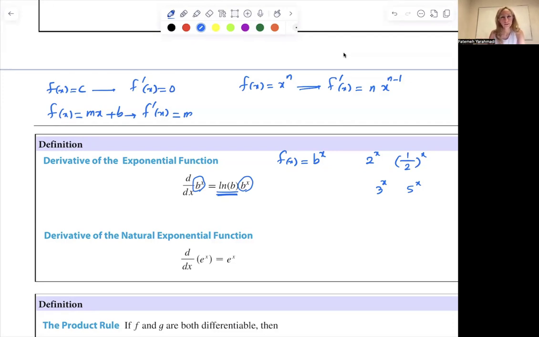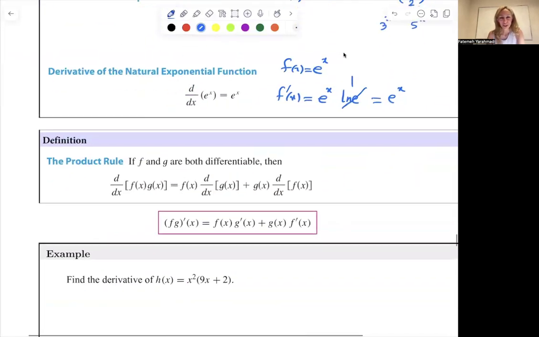In the easiest case possible, if you have the Napier number, if f of x is equal to e to the power x, officially the derivative of the function is e to the x times ln of e, but ln of e is equal to 1. This is 1, so you get e to the power x back.